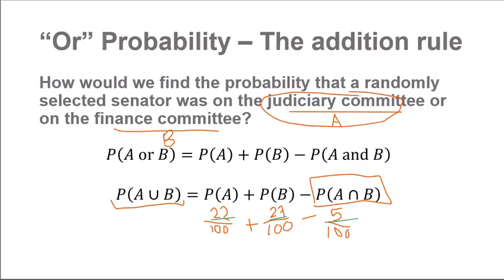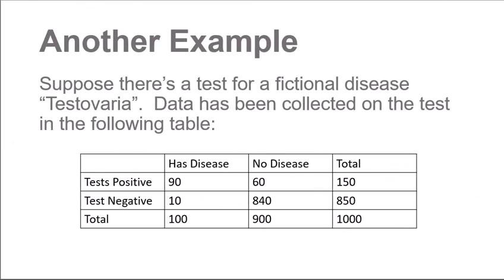In this case, the total probability ends up being 44 out of 100. I could leave that as is. I could reduce the fraction and get 11 out of 25. I could also write this as a decimal, 0.44, or as a percentage, 44%. You'll see all of these possibilities as possible values for probabilities. All right, here's another example.